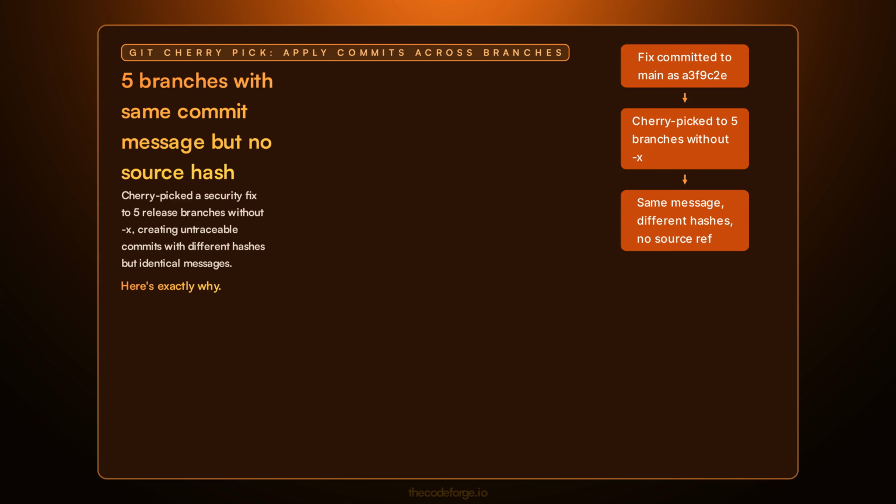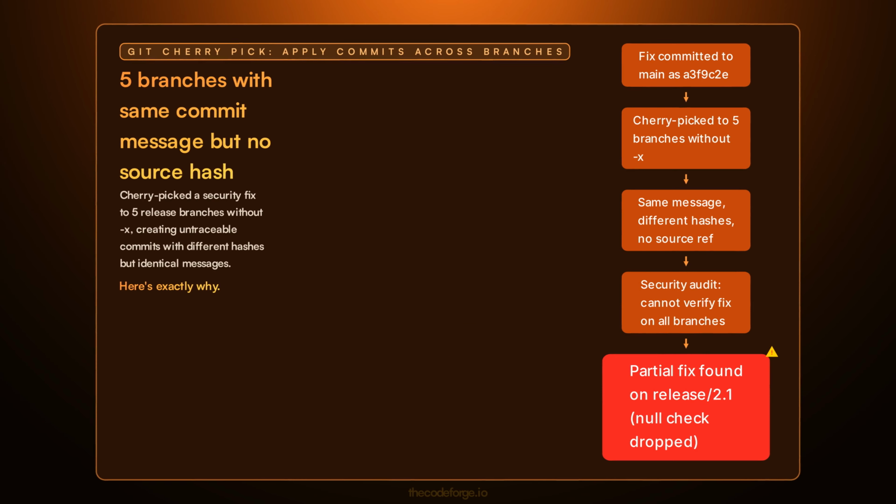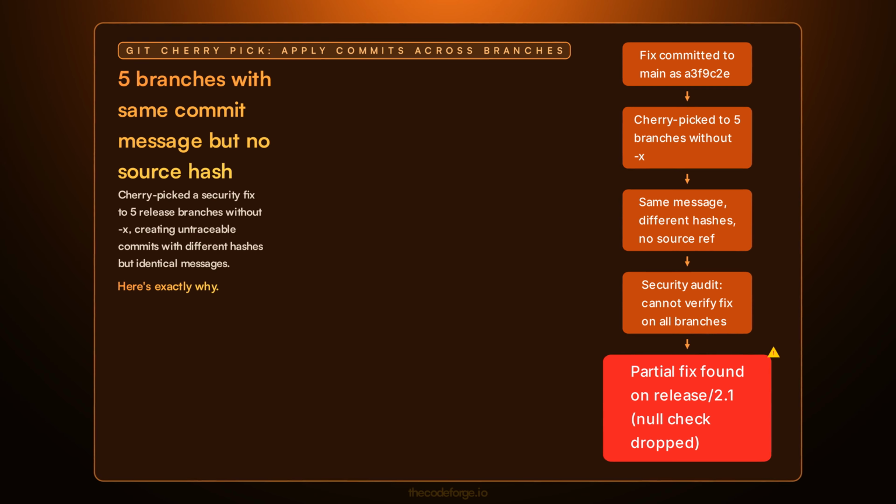5 branches all say fix SQL injection, but none tell you where it came from. Turns out, cherry-picking without -x erased the source hash, and one branch got a partial fix that missed a null check. Let's break down Git Cherry-Pick. Apply commits across branches, how it works, and the exact mistake behind that failure.